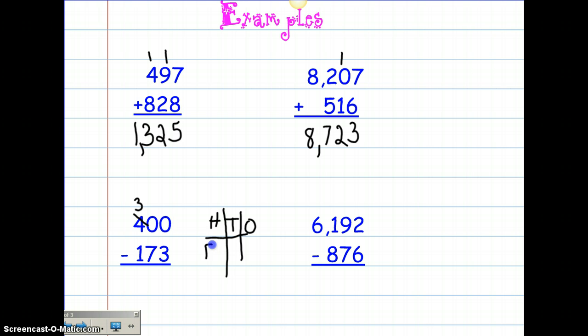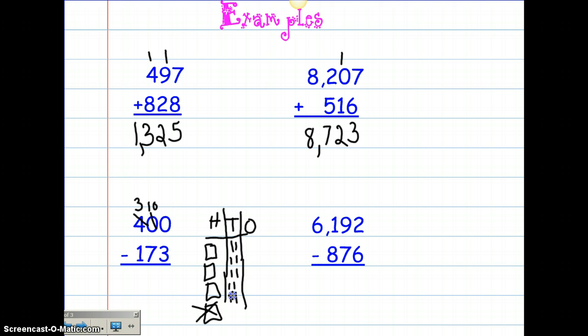According to this problem, I have 4 of these hundreds, and I have no tens, no ones. So I'm going to borrow one of these hundreds, and I'm going to break it down into 10 tens sticks. 1, 2, 3, 4, 5, 6, 7, 8, 9, 10. Now, that means I'm going to make this into the number 10 because I took one of these hundreds and I broke it apart into 10 sticks of 10.